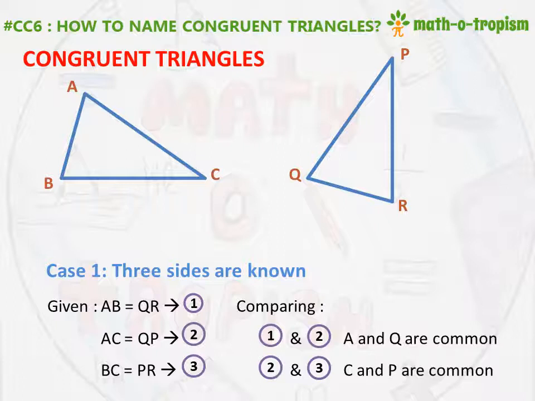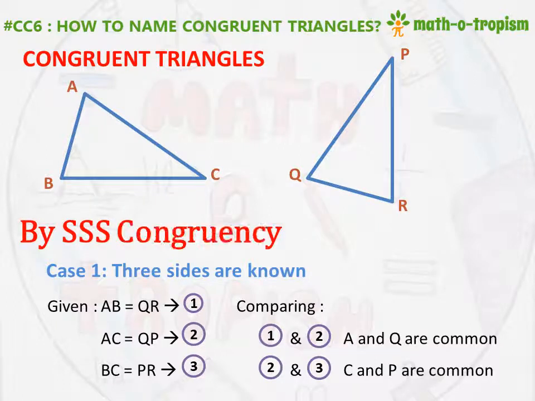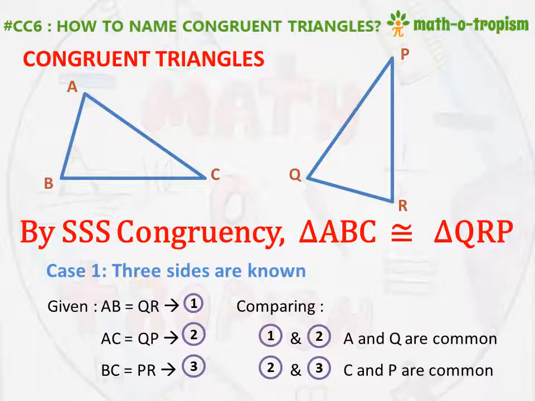Instead of A, the corresponding vertex will be Q for the second triangle, and instead of C, it will be P. Then automatically the balance B will be R. Here we have three sides considered. So by SSS congruency, we have triangle ABC will be congruent to triangle QRP.